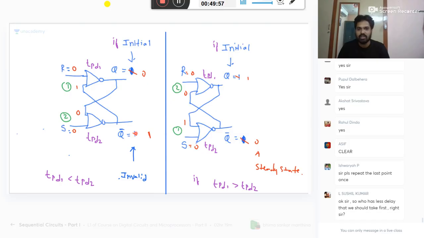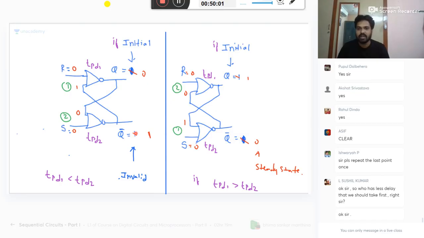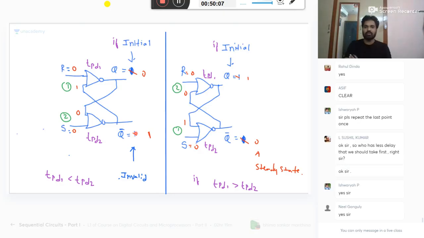Don't worry, I am talking about the final steady state. Aishwarya and Ganguly, now it is clear? If it is okay, otherwise I will explain it. Please comment. Is it clear for you? Very good, very good. So let me now explain the condition when both the delays are the same.